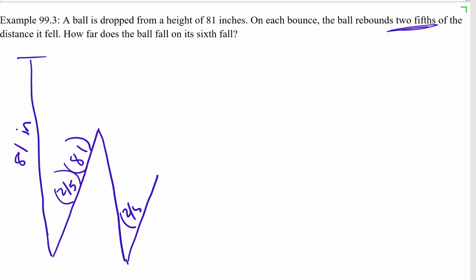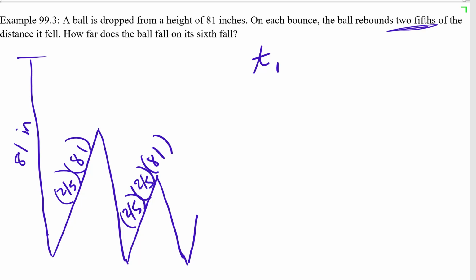So 2/5, and I know it's not to scale, of 2/5 times 81. And then it comes back down. And then on the next bounce, it only bounces up 2/5 of what it bounced up before. So each time it bounces, it's only 2/5 of what it was before. So that's just a geometric progression where the common ratio is 2/5.